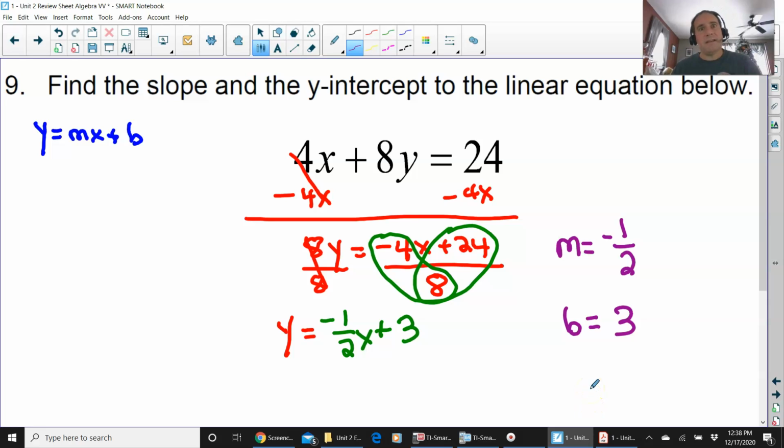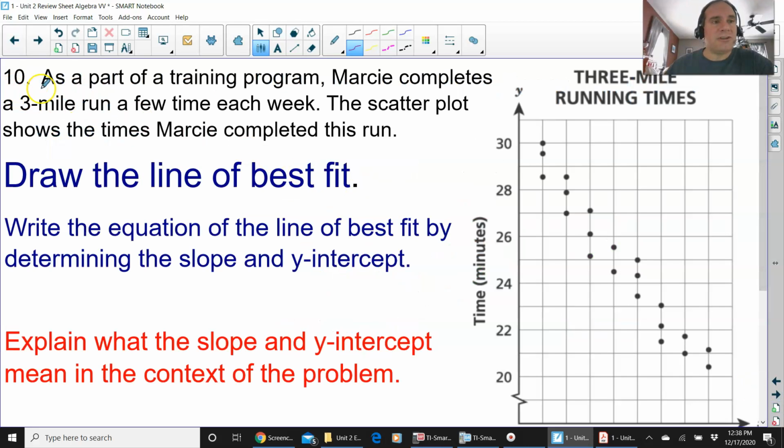You have to get the equation into y equals mx plus b format. That is slope intercept format, and then you can figure out the slope and the intercept of the linear equation given. All right, so number 10, as a part of a training program, Marcy completes a 3-mile run a few times each week. The scatter plot shows the times Marcy completed the run. Draw the line of best fit.